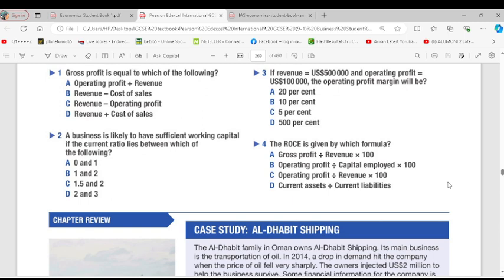Current assets divided by current liabilities. It's B: operating profit divided by capital employed multiplied by 100. Obviously, because the formula says capital employed, it's already mentioned there. So question 4 is B. Great. That ends chapter 31.